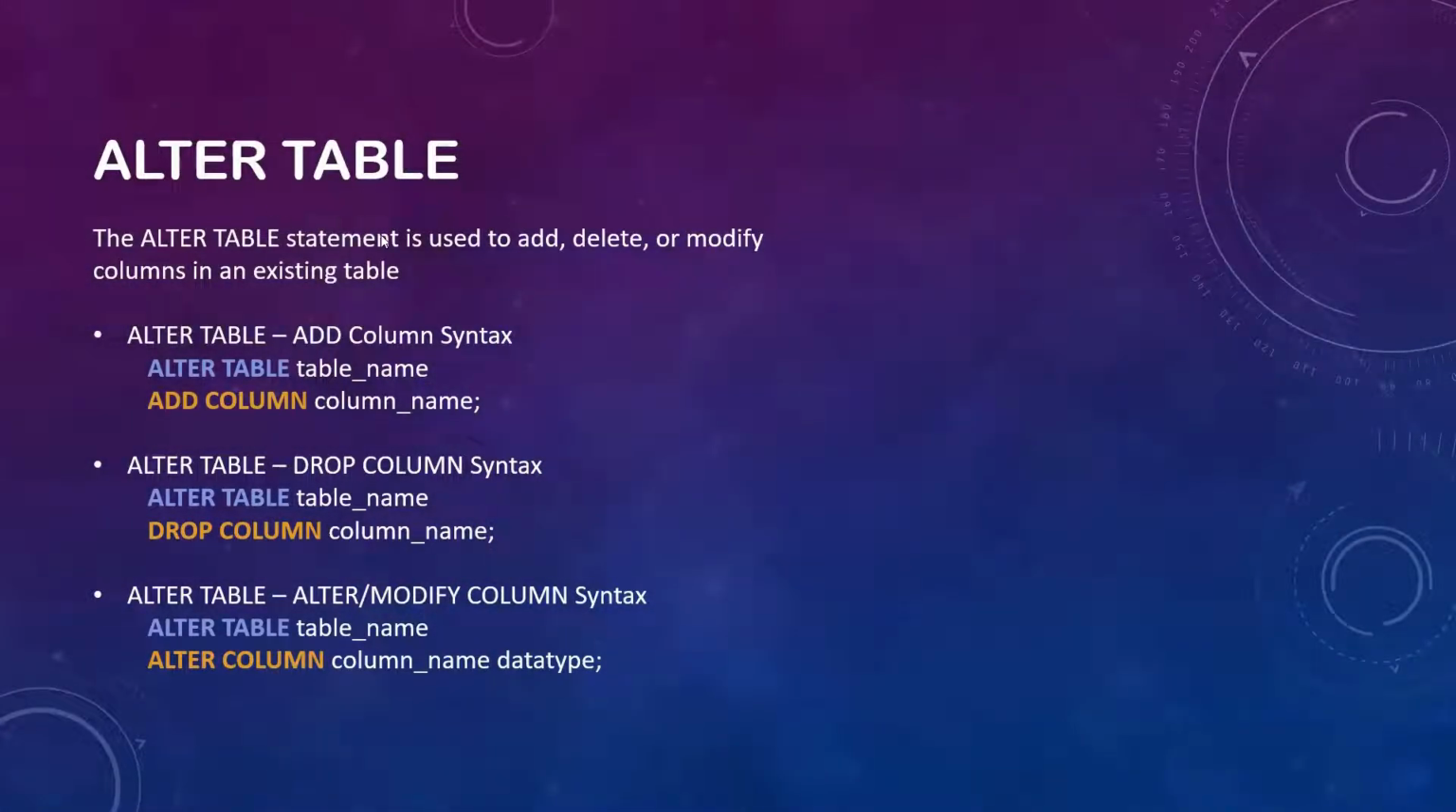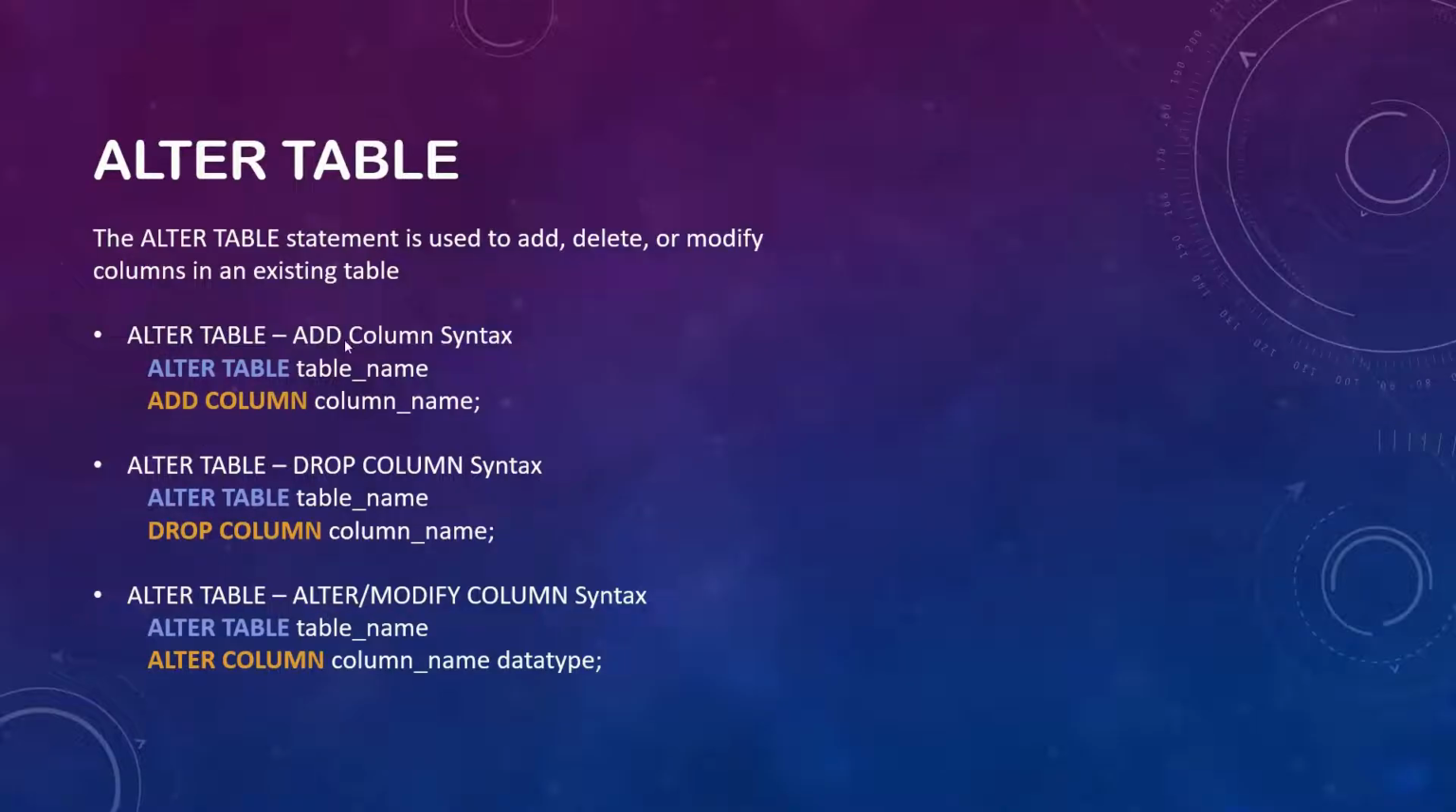The next topic is alter table. The alter table statement is used to add, delete, or modify columns in an existing table. Previously we have seen how to delete rows in a particular table. Now if you want to make any changes in a column, you can use the alter table command. There are 3 ways you can use it: for adding a new column, for dropping or deleting a column, or for changing a data type or giving a different constraint.